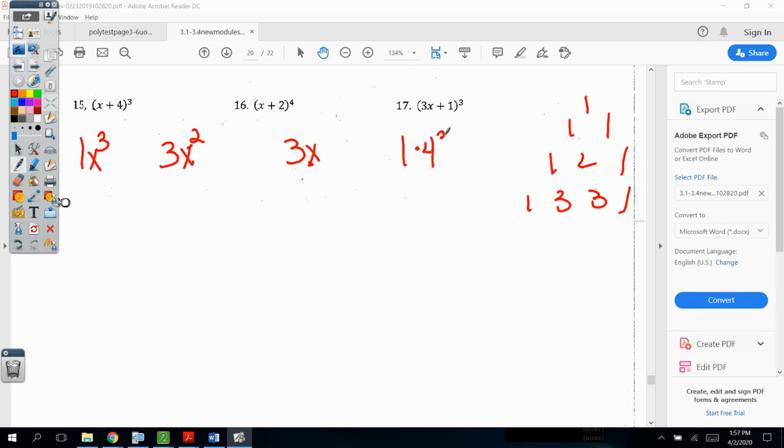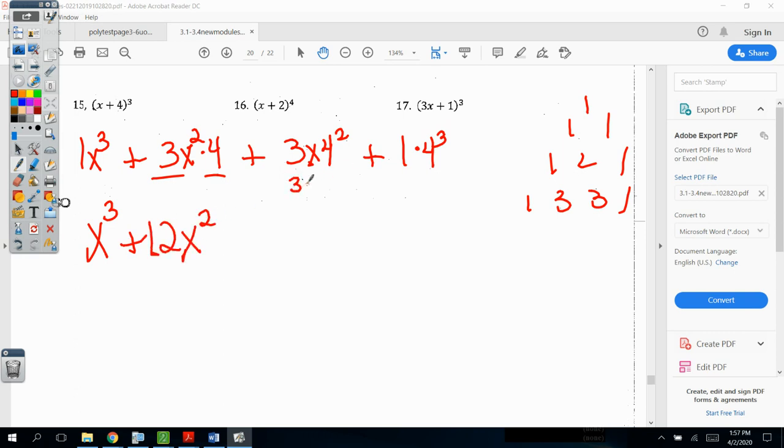And now here we'll have the 4 to the 3rd, the 4 squared, and the 4. Put in your plus signs. And we get x to the 3rd, 4 times 3, 12x squared. This will be 3 times 16. It's 48x. I should have done it like this because that x looks like it's a times sign. And this will be 4 to the 3rd, which I think is 64.